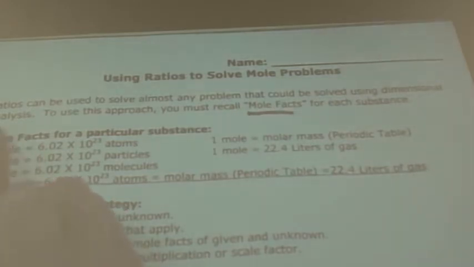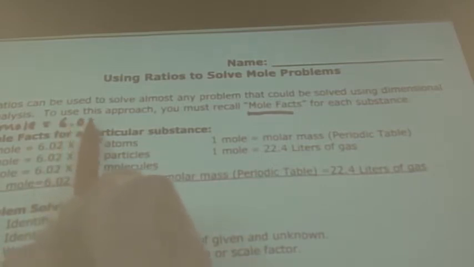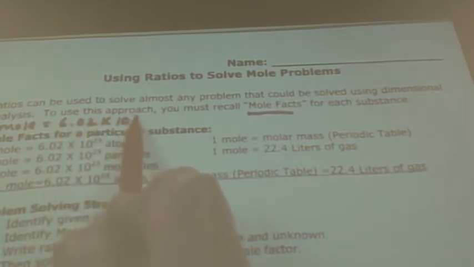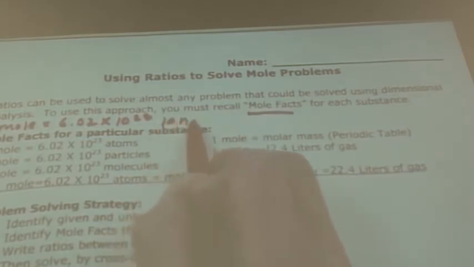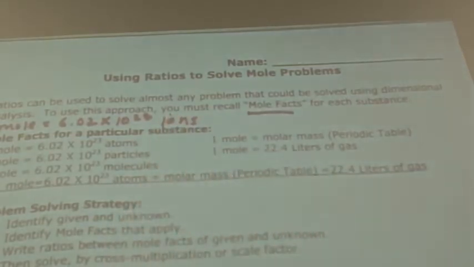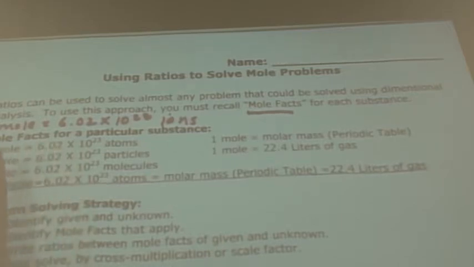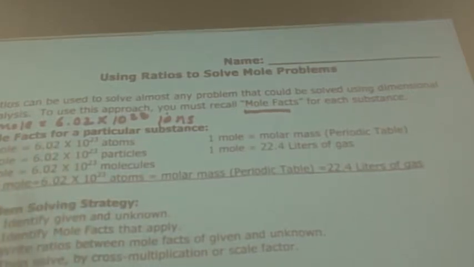1 mole, you can add this one, is equal to 6.02 times 10 to the 23rd. You're ready for this now. You've learned this. Ions. All of these things, ions, atoms, particles, and molecules, all belong with Avogadro's number. All of them are equal to 1 mole.